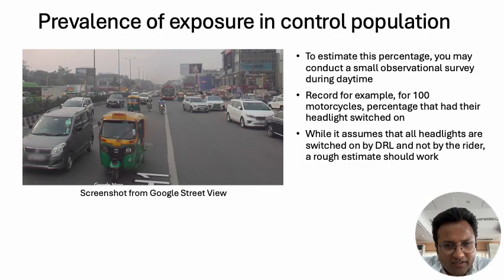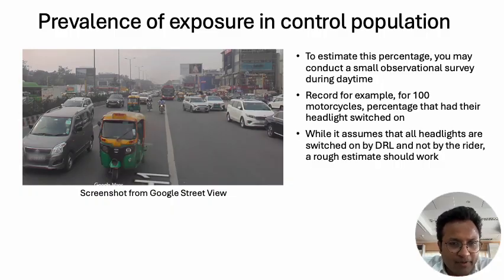So one way to estimate percentage of controls exposed, and I'll say that again, in our case that would mean percentage of motorcycles being used during daytime that have the DRL feature, would be to do an on-road observational survey. Now I will warn you that this is not the most ideal way to do this, but hear me out.